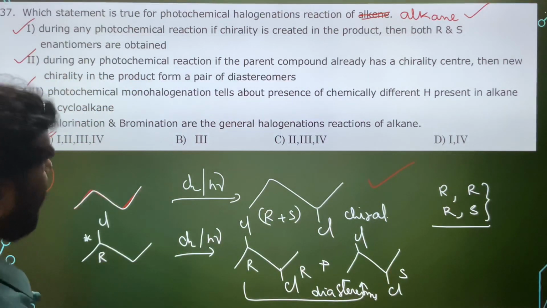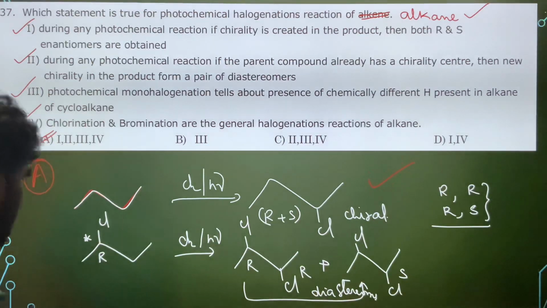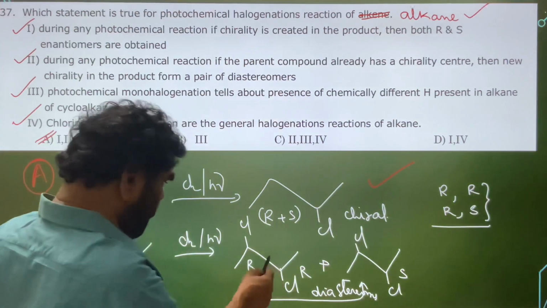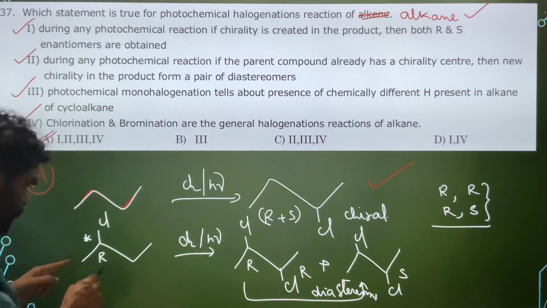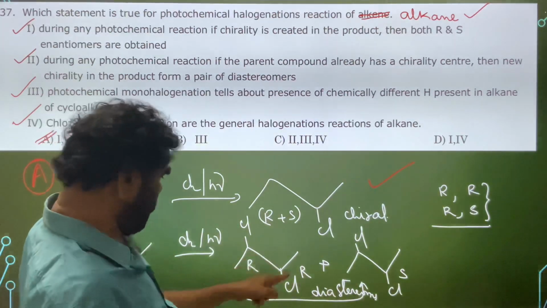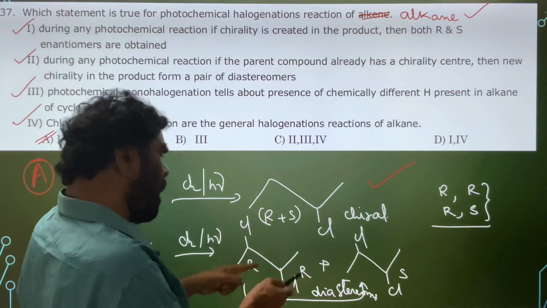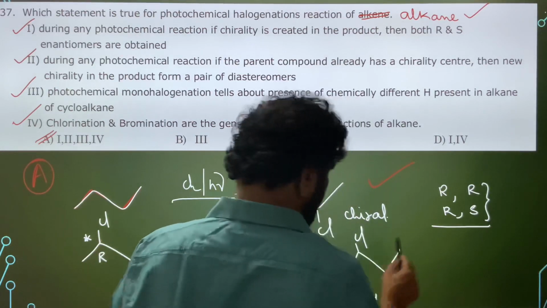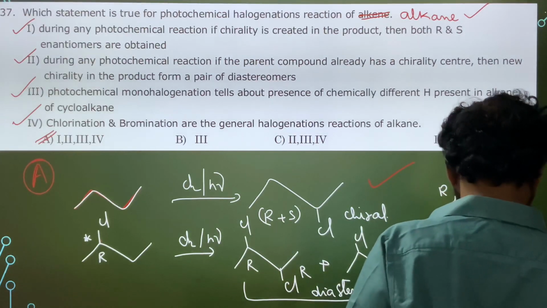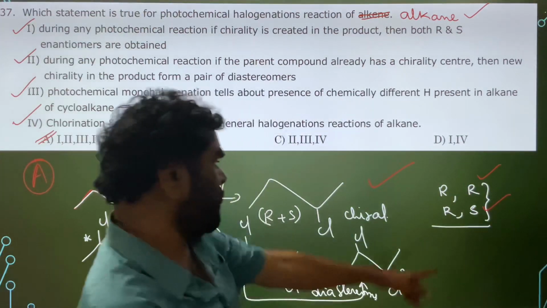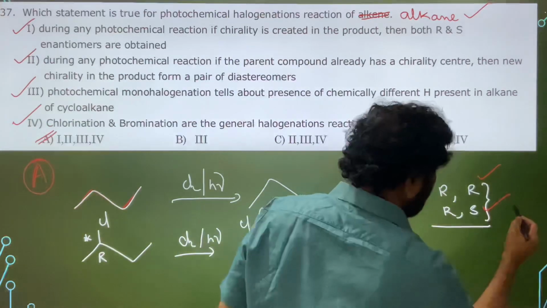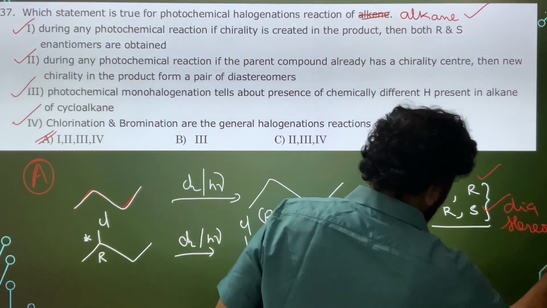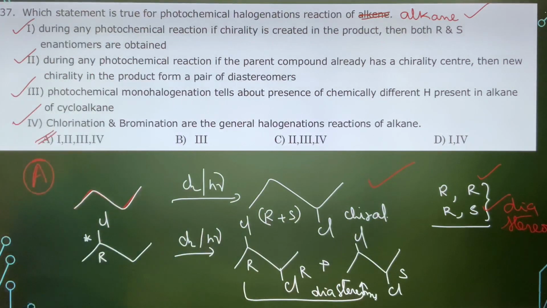During the photochemical reaction, if the parent compound already contains a chiral center, you see this is the chiral center, a new chiral center is created. This is R, I have taken the specific isomer R, and again a new chiral center is created here. R is possible, S is possible. Therefore this is RR, one isomer, RS, another isomer, partly same, partly different, therefore they are diastereomers. They are not enantiomers, they are diastereomers.